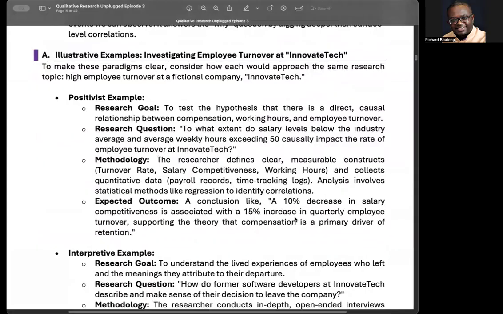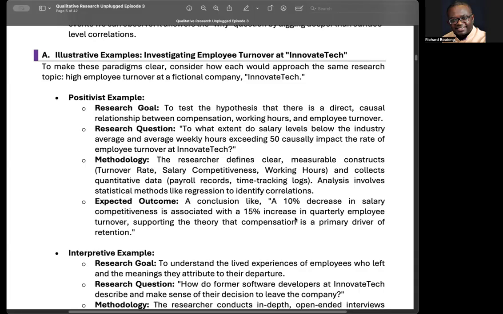Exactly. They define measurable constructs: turnover rate, salary competitiveness, working hours. Yeah. They'd collect quantitative data, payroll records, time tracking logs, maybe exit survey data with ratings. Then they'd use statistical methods, maybe regression analysis, to see if there's a statistically significant relationship. And the outcome they're looking for? A statistical conclusion. Something like a 10% decrease in salary competitiveness is associated with a 15% increase in quarterly employee turnover, holding other factors constant. Yeah. It's all about finding those measurable, hopefully generalizable cause and effect patterns.